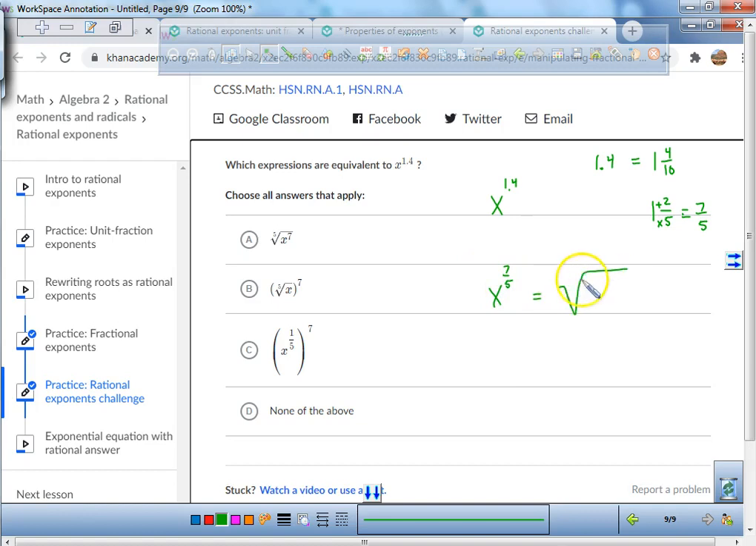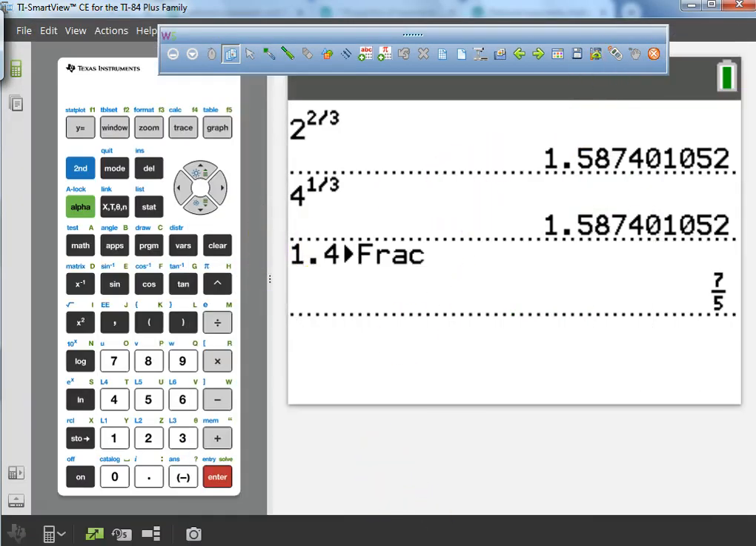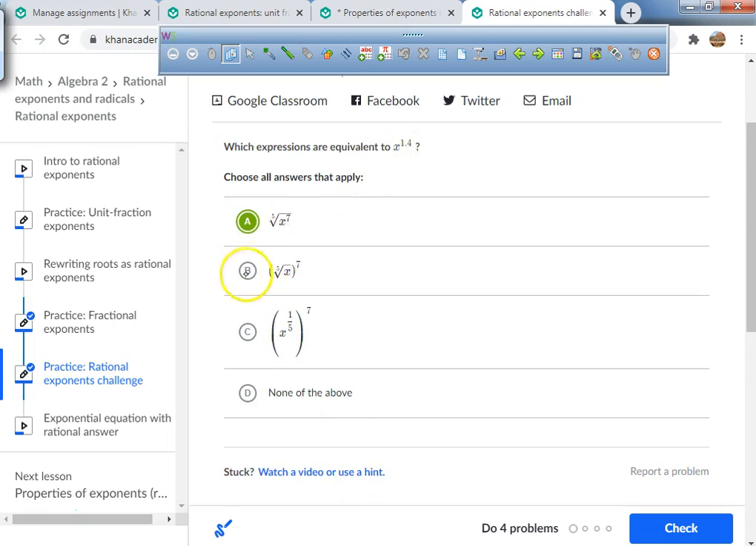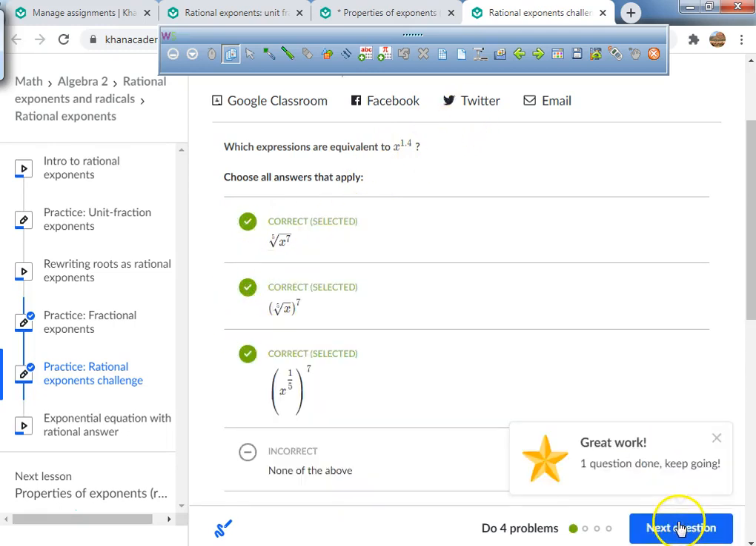So one of my answers could be this. Ooh, I found it. There's one of them. This is another answer because this could convert to x to the power of 1 over 5 raised to the power of 7, and that still gets me x to the power of 7 over 5, so that's another answer. And if I once again do a power to a power, that's x to the power of 7 over 5. So it looks like all three answers are going to match. So that matches, this matches, and this matches it.